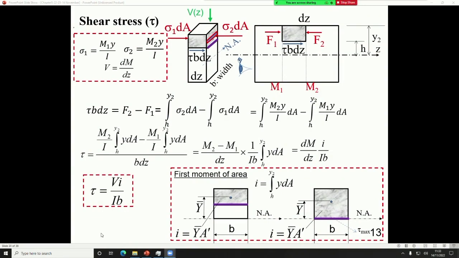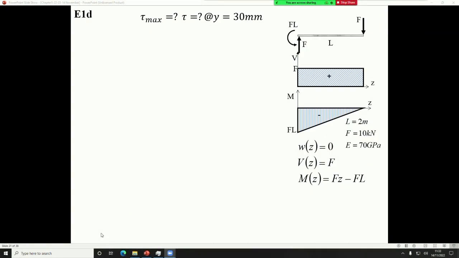So this is the equation we usually use for solid sections or thick walled sections. For thin walled sections, I'm going to make some changes to this equation. Any question on this slide? I move on to the remaining part of question number one.